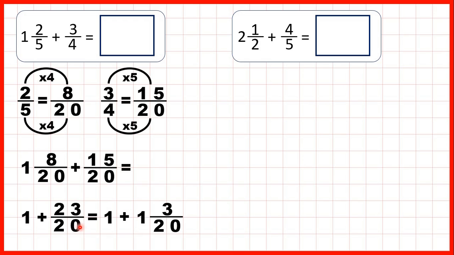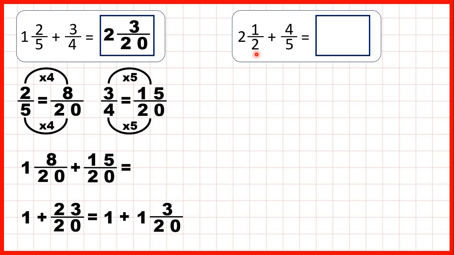23 over 20 is the same as 1 3 over 20, because 1 times 20 is 20 plus 3 is 23, or because 23 divided by 20 is 1 remainder 3, and the denominator stays the same. So now 1 plus 1 is 2, and the 3/20 stays the same, so that gives us our answer 2 3/20.